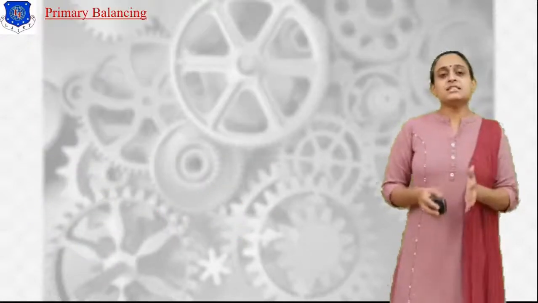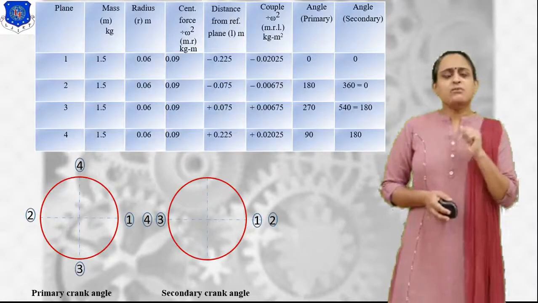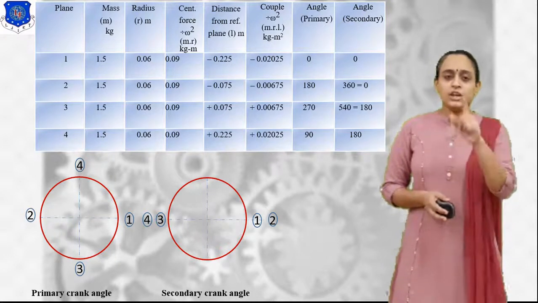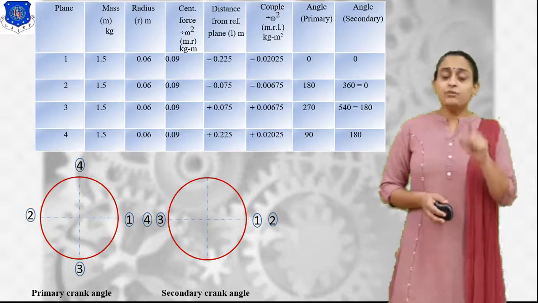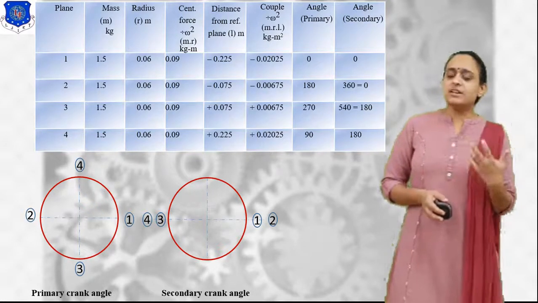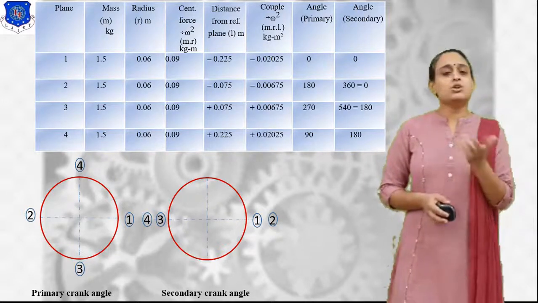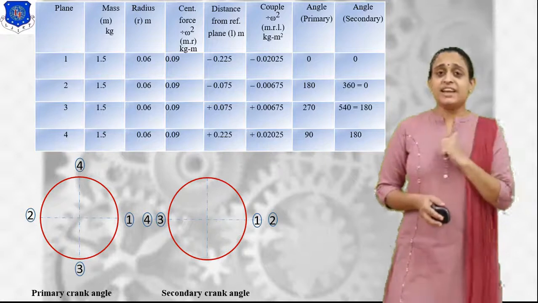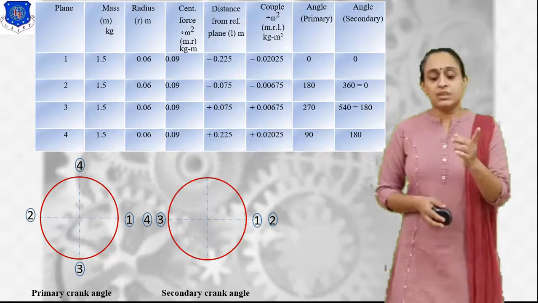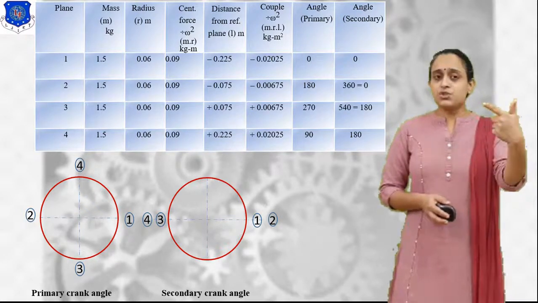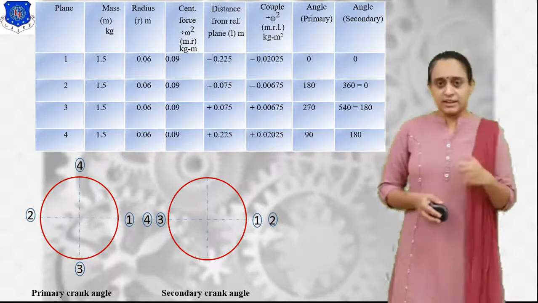First of all, we will consider the primary balancing. Here, as you see, for primary balancing we will draw the force polygon. You can check the column of the force: all the values are similar. So you can take a similar scale, 0.09 kg meter equal to 3 centimeter. You can check the angles as 0, 180, 270 and 90. We have to draw with respect to the crank angle. It means we first draw force 1, then 90, which means 4. You can check the primary crank angle.